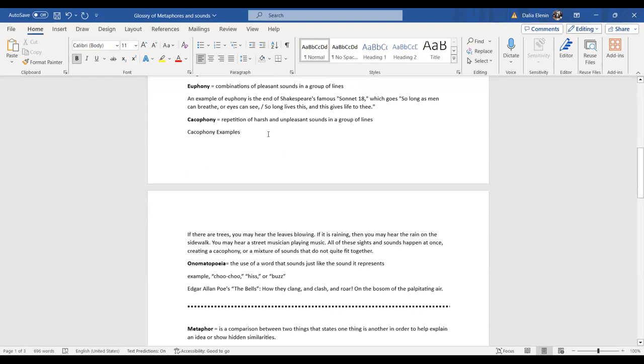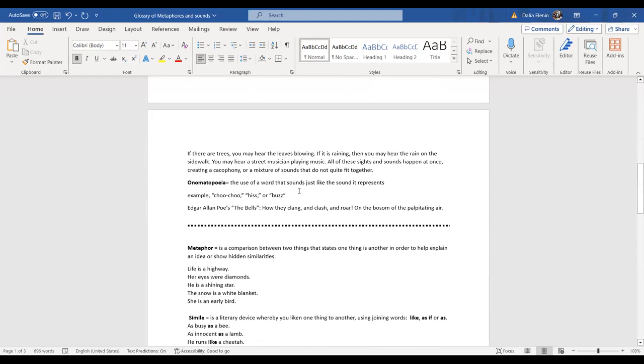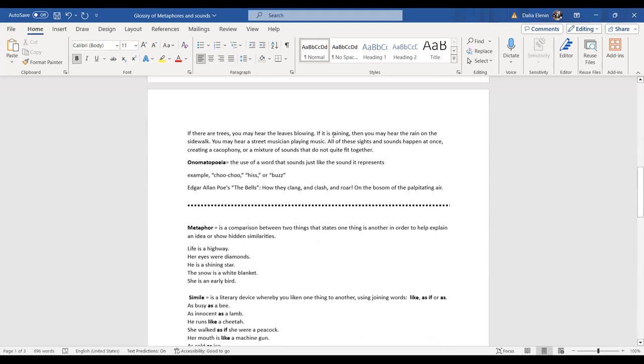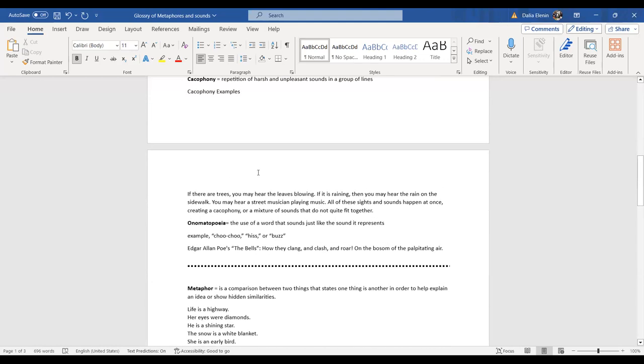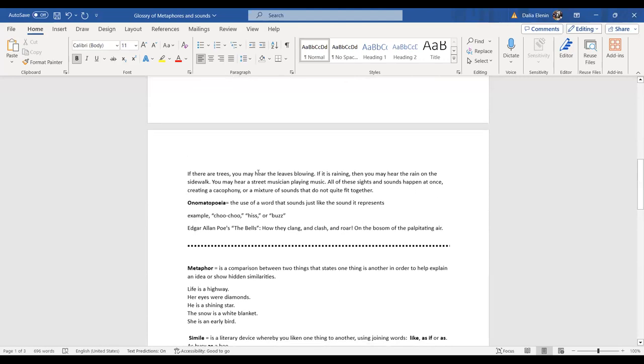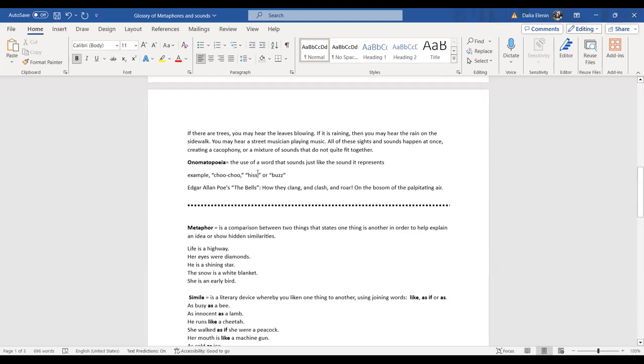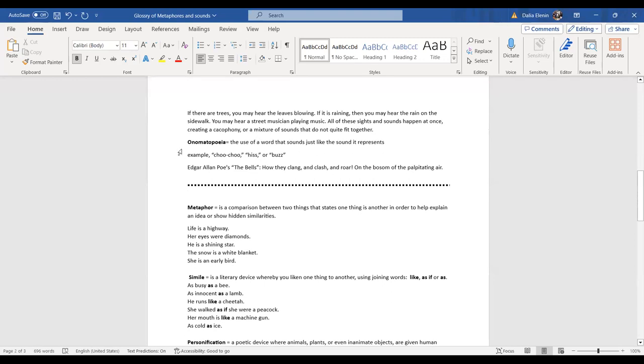Cacophony is the opposite. Cacophony is the repetition of harsh, unpleasant sounds. It's like when you are describing something bad, or you can say, "It is raining." You may hear the rain on the sidewalk. You hear the street musician playing music. These sights and sounds happened at once. So rain and thunder and the people in the street, it is not the best image ever. So this is what we call cacophony, that causes a kind of stress. It's absolutely opposite from the other one.